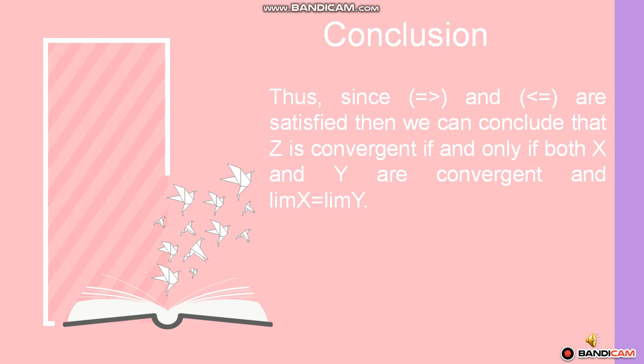Thus, since the showing from the left side to the right side and the showing from the right side to the left side are satisfied, we can conclude that big Z is convergent if and only if both big X and big Y are convergent and limit big X equals limit big Y.